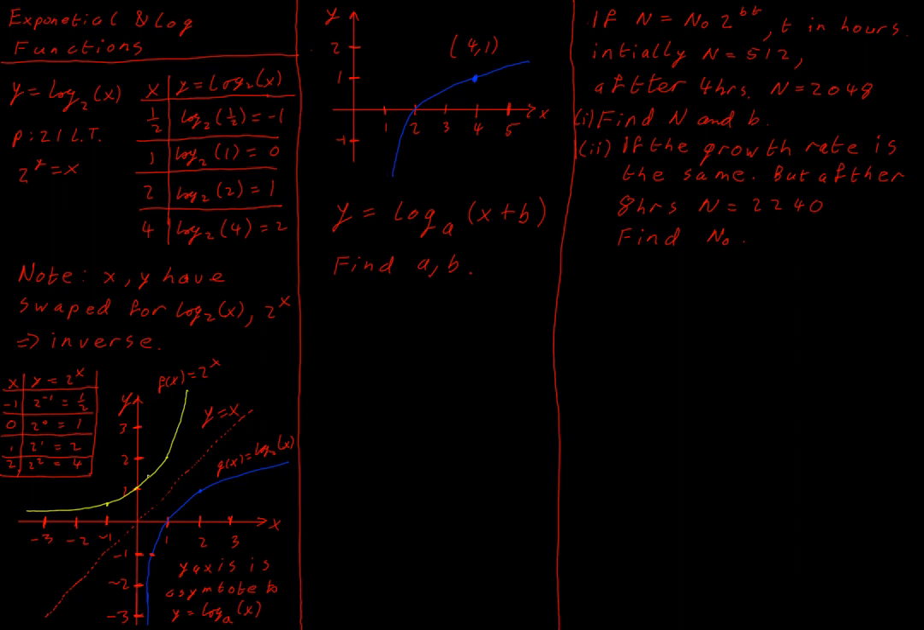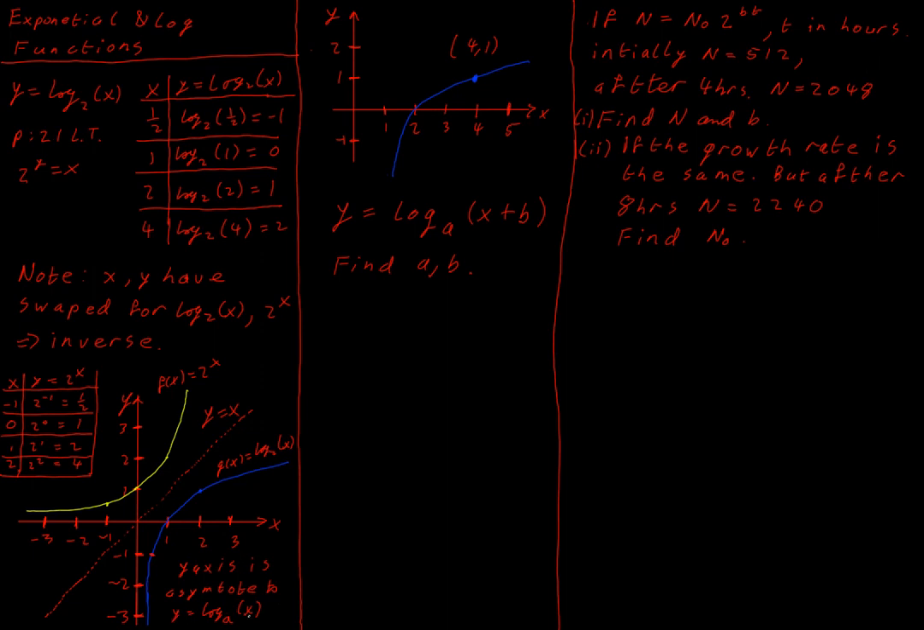Now there's something that jumps out at us from that. We know that the x-axis is an asymptote to the exponential function. And if we have mirrored through y is equal to x, we end up with the log function having an asymptote for the y-axis, or the y-axis being an asymptote for our log functions.